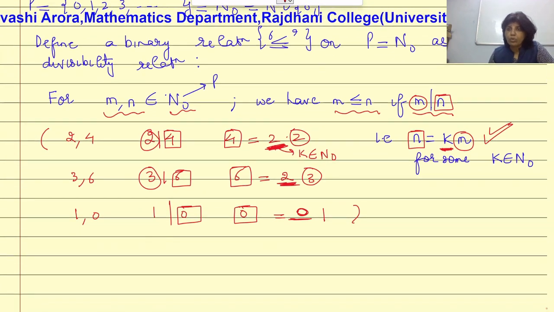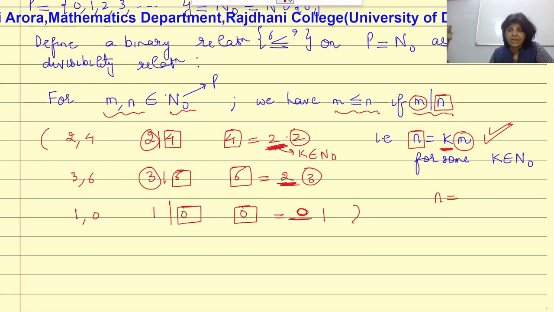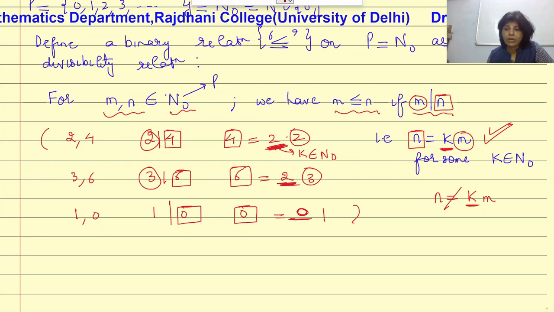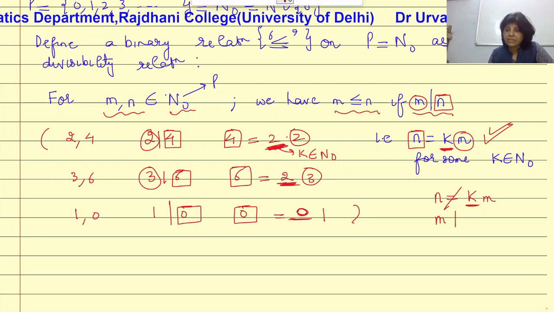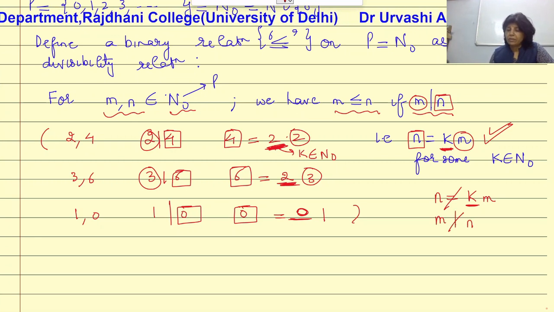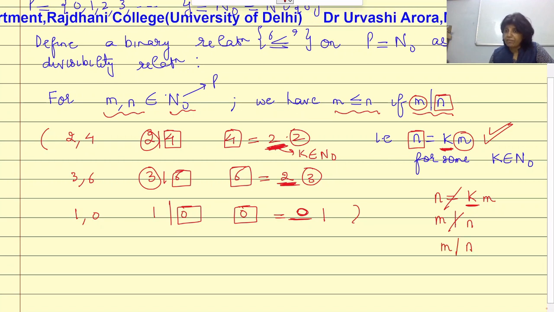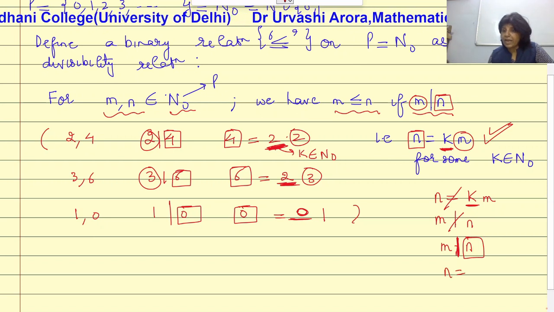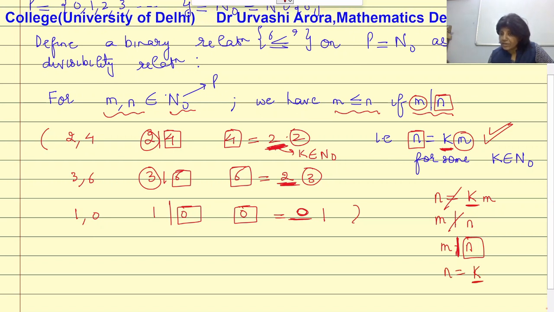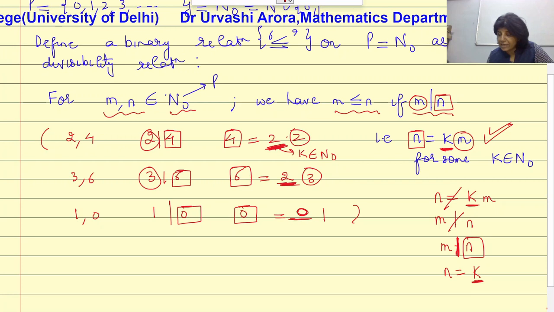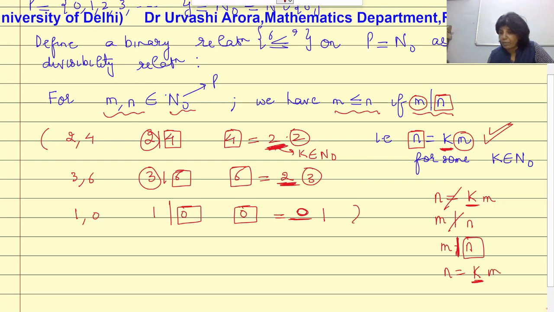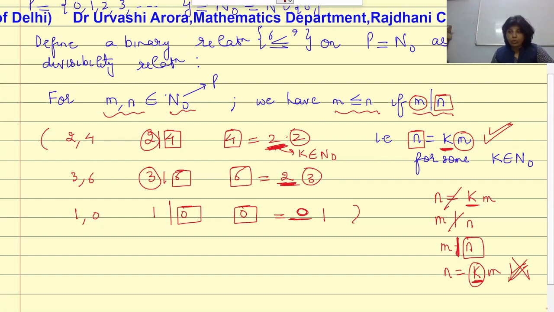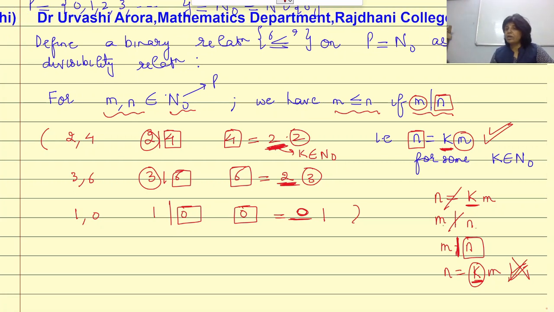If you are not able to write n as k into m for any k belonging to N naught, this means that m doesn't divide n. Because if m divides n, then I should be able to write n as something, which I am calling k, that is, n should be written as k into m for some k belonging to N naught. If we are not able to do this, then we say that m does not divide n.